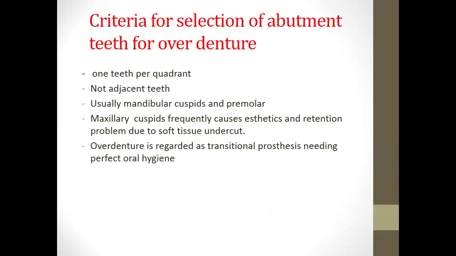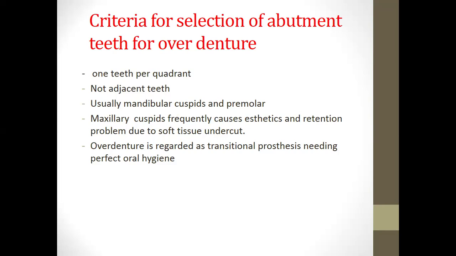And the third criterion is usual preferences. Usually mandibular cuspids and premolars are preferred as overdenture abutments. Then the next preference, or sometimes not much preferred candidates, would be maxillary cuspids. Because what happens is, if we take maxillary cuspids as overdenture abutments and fabricate a denture, there usually results a soft tissue undercut on the buccal or labial aspect of the abutment, and this results in poor aesthetics and also poor retention. I will show you in a subsequent slide.